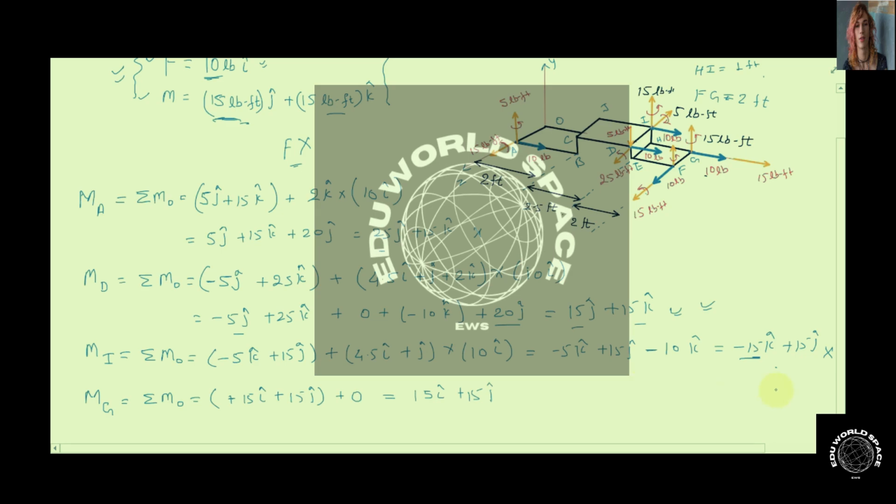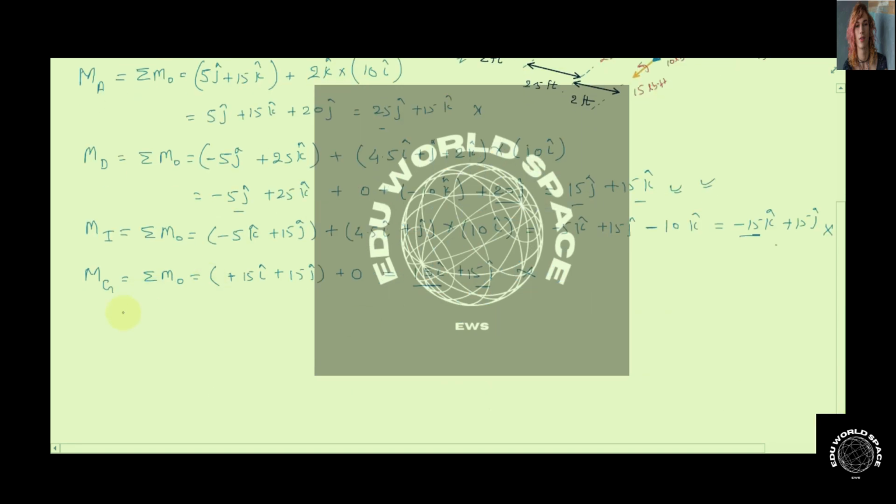Now we can compare it. We were looking for 15 j cap and 15 k cap, but here it is 15 i cap and 15 j cap. So this is also not the case that we are looking for. Hence, the only force couple system satisfying both the force condition and the moment condition is the force couple system that is acting at point D. Hence our answer is D.